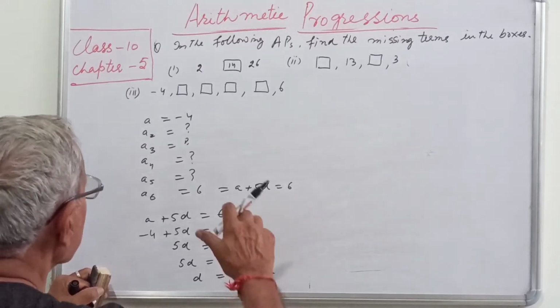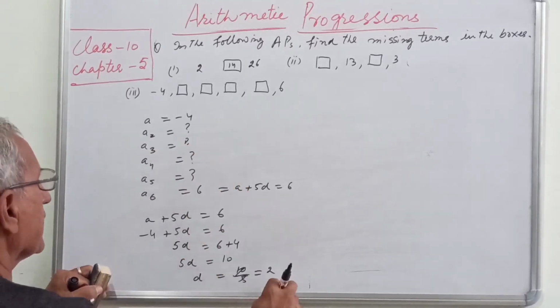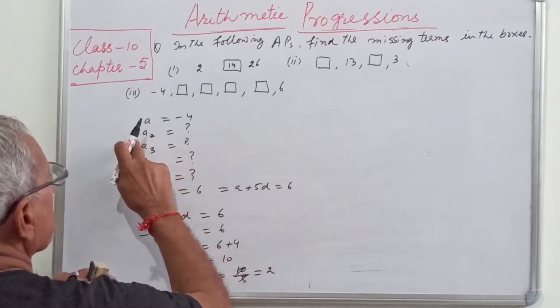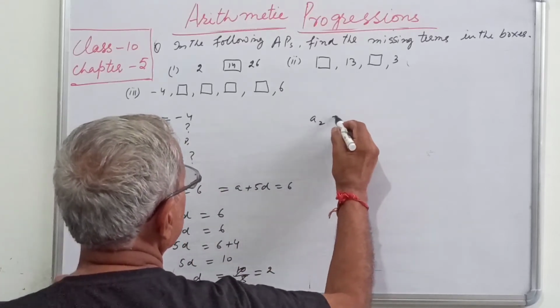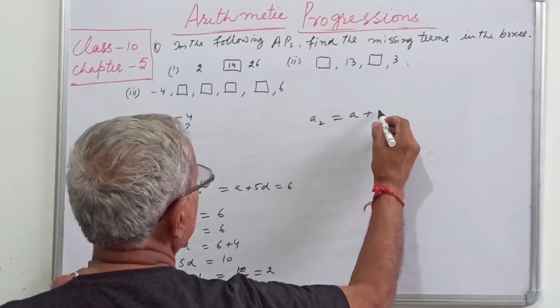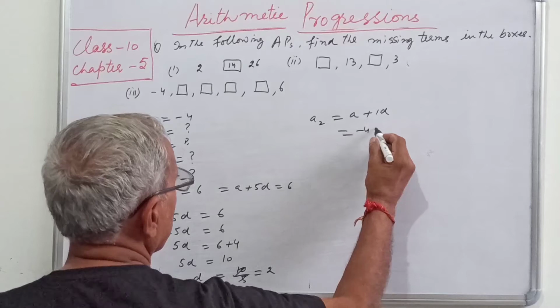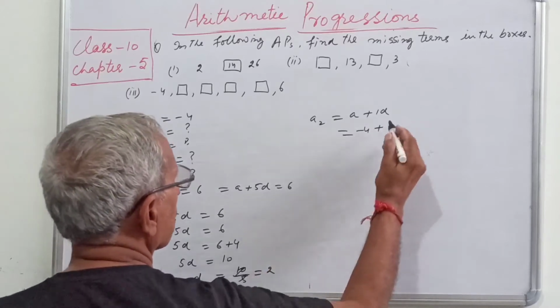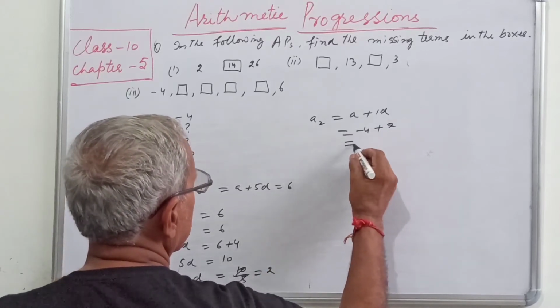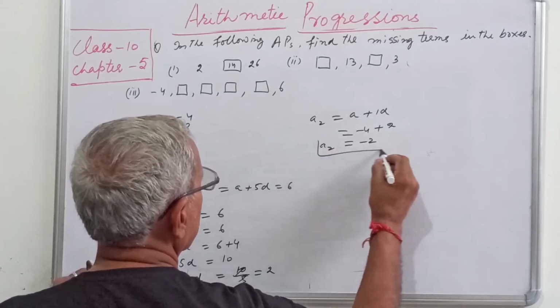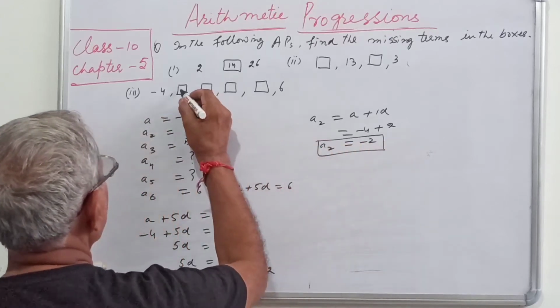So we have to find out, substituting the values of D and A, the value of A2. So A2, the second term, will be A plus 1D. So A is minus 4 and D is 2. So that comes equal to minus 2. So A2 is minus 2. तो यहाँ आ गया minus 2.